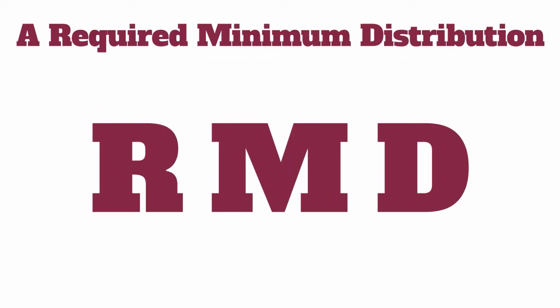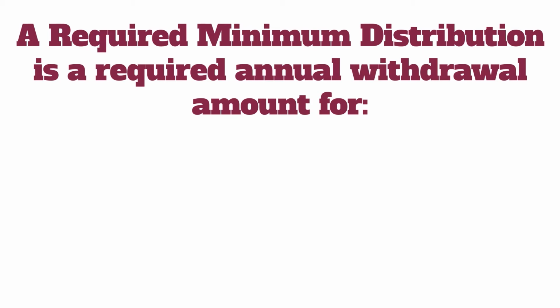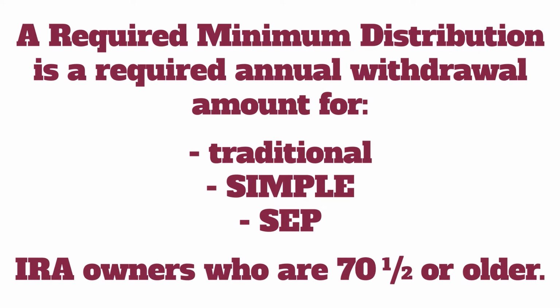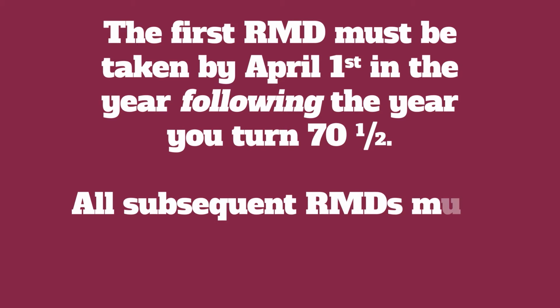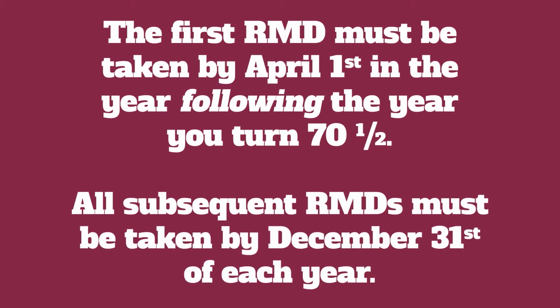A required minimum distribution, or an RMD, is a required annual withdrawal amount for traditional, SIMPLE, and SEP IRA owners who are 70 and a half or older. The first RMD must be taken by April 1st in the year following the year you turn 70 and a half. All subsequent RMDs must be taken by December 31st of each year.